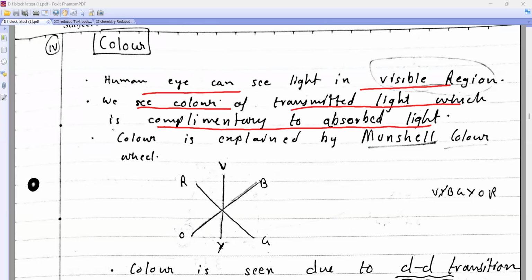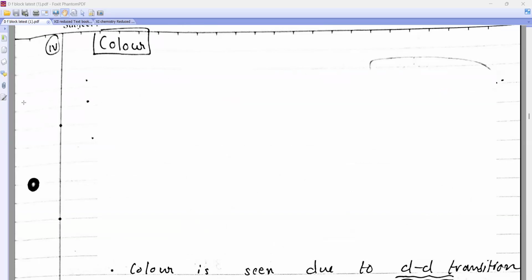Look here. Okay, he gave us this concept. Normal white light hota hai, beta. That is what, beta? VIBGYOR. That is what? VIBGYOR.